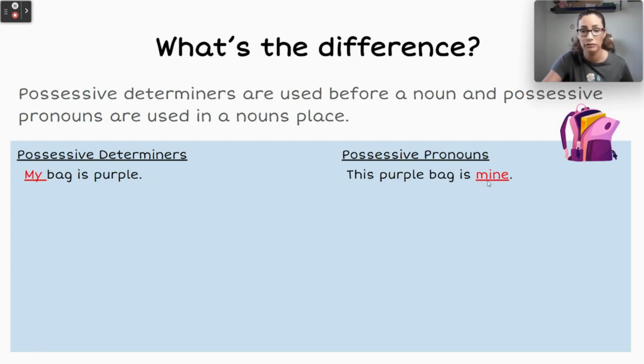So now the determiner will go before my bag. And the pronoun goes right here in the place of the noun. The purple bag is mine.